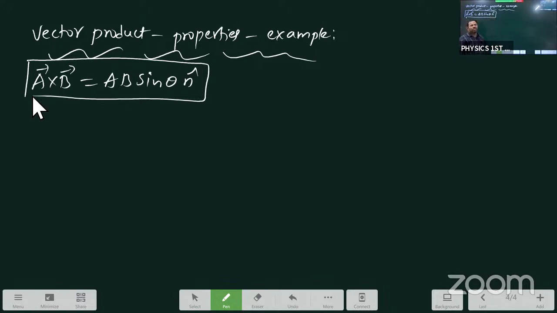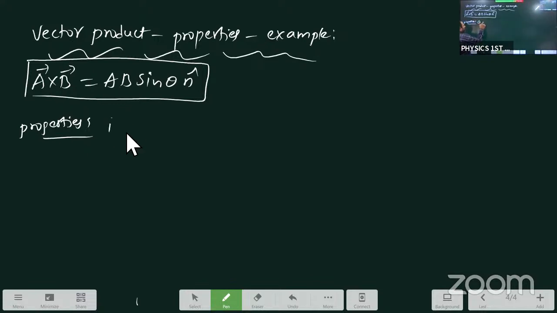This n cap indicates the unit vector, student. Just focus on this one: 2 vectors with sine angle, that is vector product. One more is there in the subject you are reading, dot product: magnitude of 2 vectors with cos angle. Our present topic is about sine angle. So magnitude of 2 vectors with sine angle is vector product. Properties: just 2 properties are enough, student. 2 properties, 2 marks. Statement, 1 mark. Example, 1 mark. Total 4.